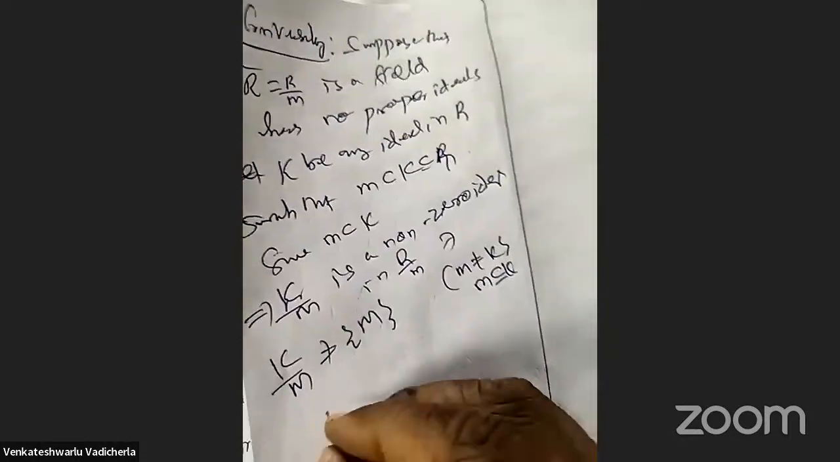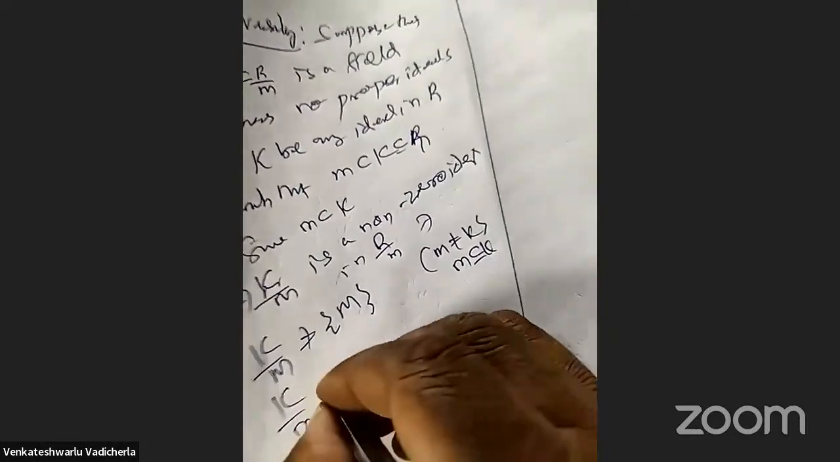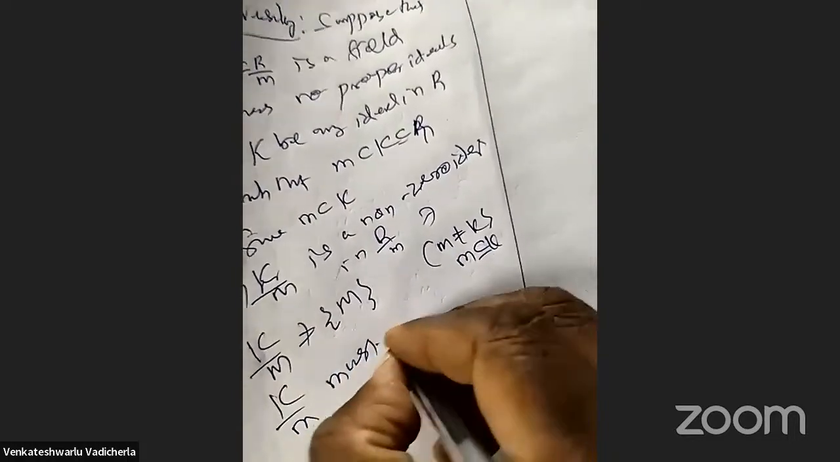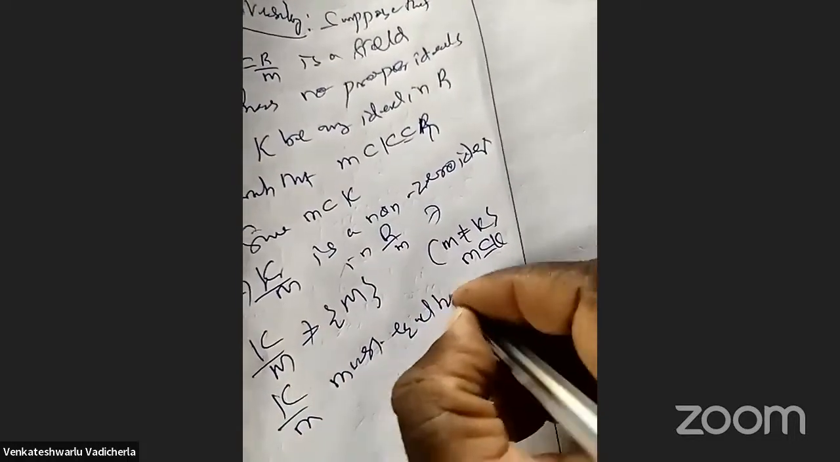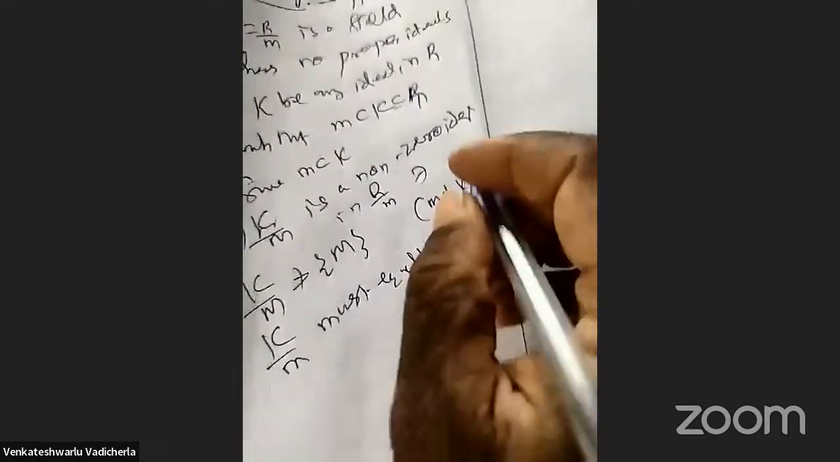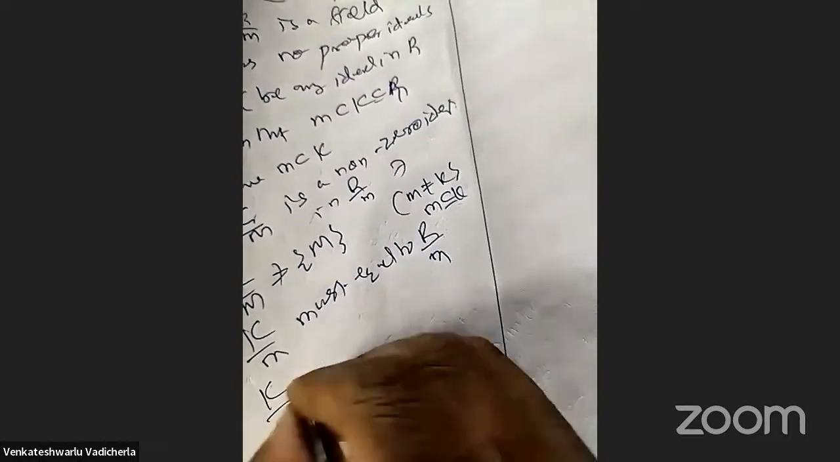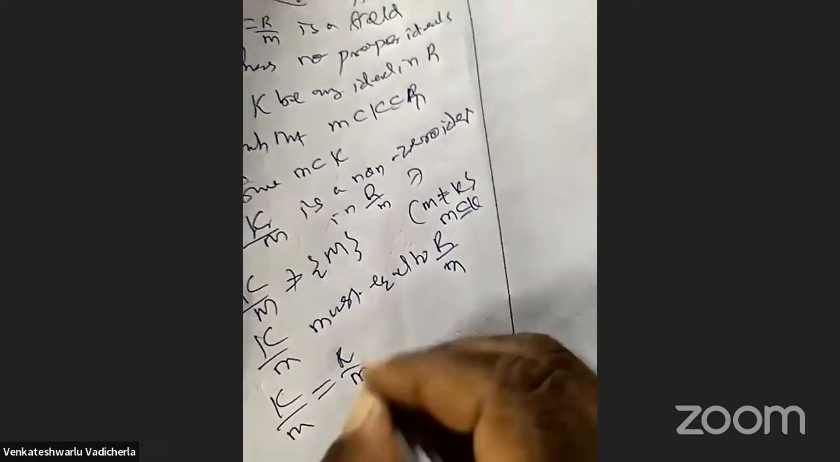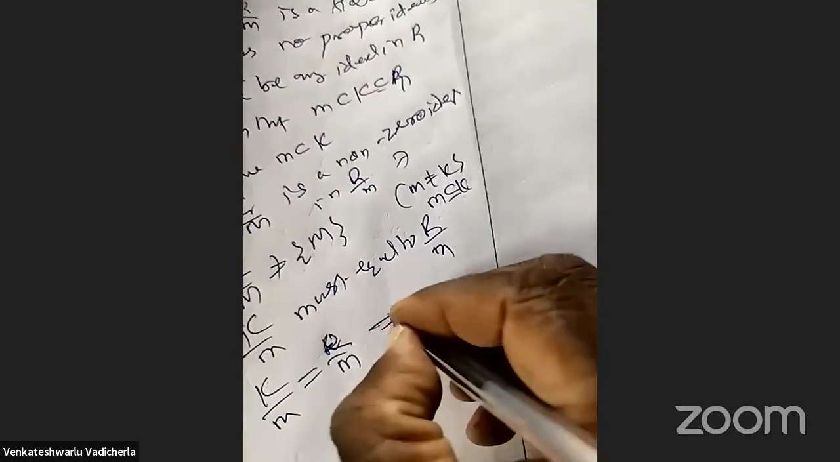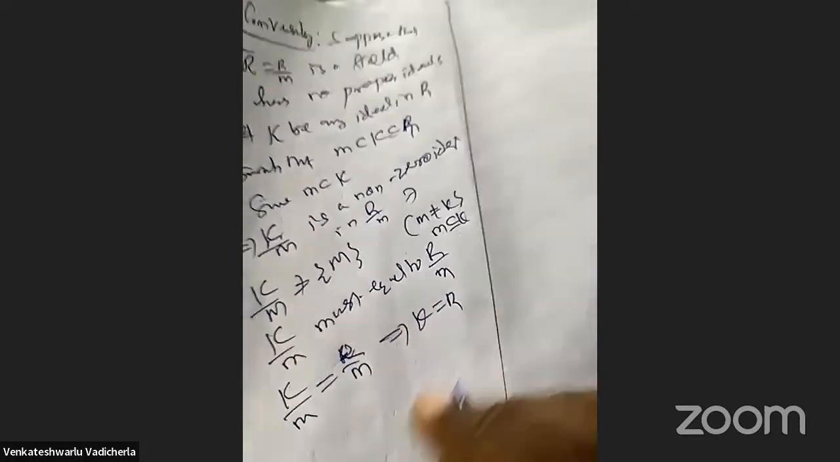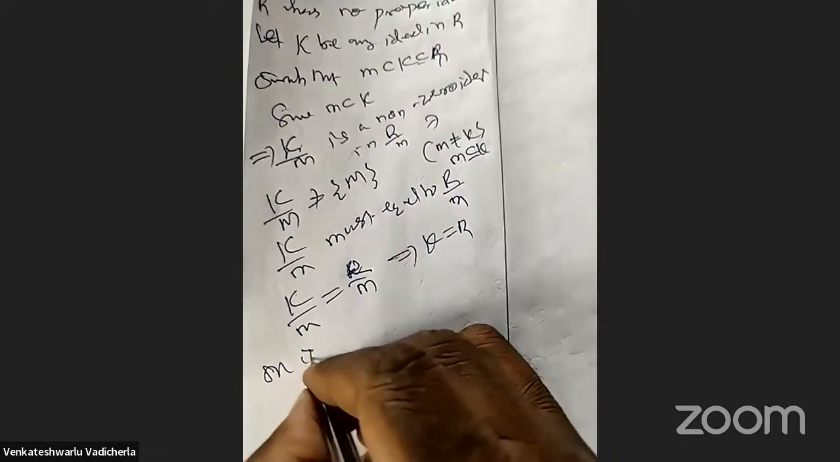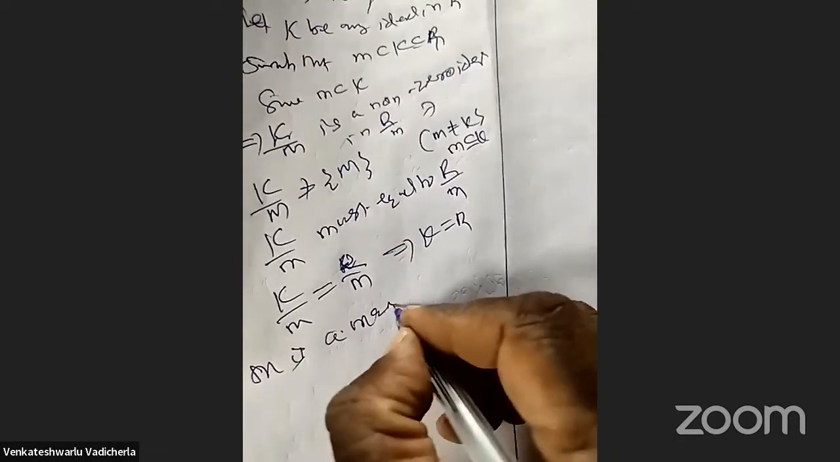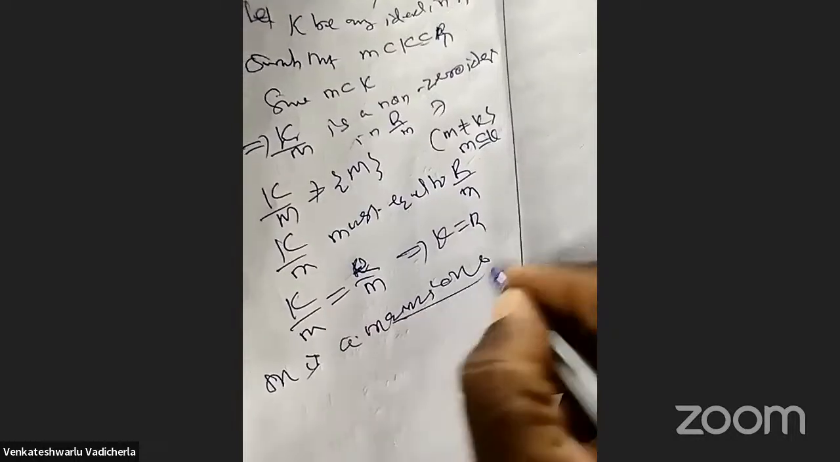So K by M must be equal to R by M, since R by M is a field with no proper ideals. So K by M is equal to R by M. This implies K is equal to R. So M is a maximal ideal. This is the way.